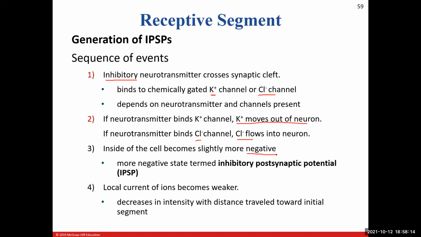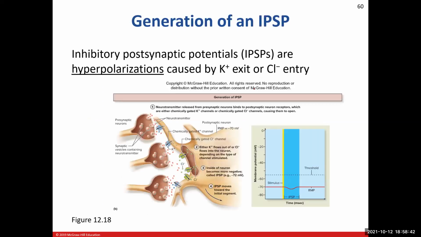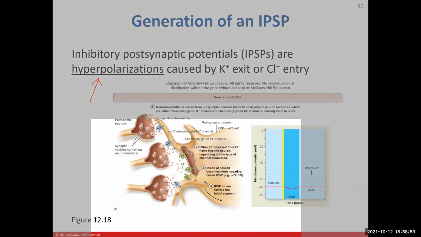That's hyperpolarization. Same scenario. These ions, when they flow into the cell, move parallel to the plasma membrane, trying their hardest to get to the initial segment. But they're going to encounter resistance, and so their signal becomes weaker and weaker. Hopefully it can get there, but if not, we'll try another IPSP. So when we're talking about an IPSP, that has to do with hyperpolarization, and that has to do with potassium leaving the cell or chloride entering into the cell.